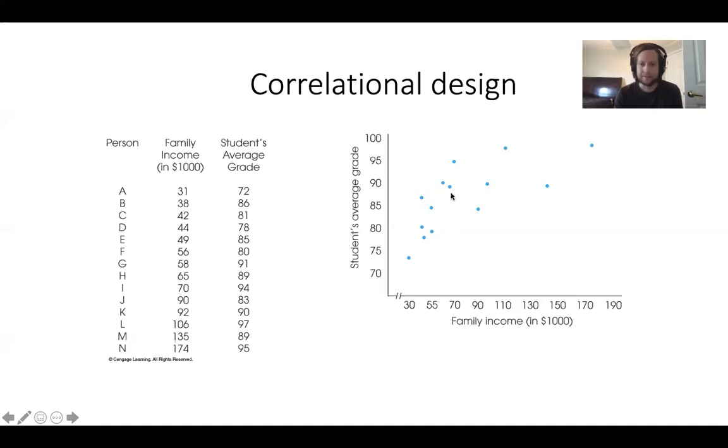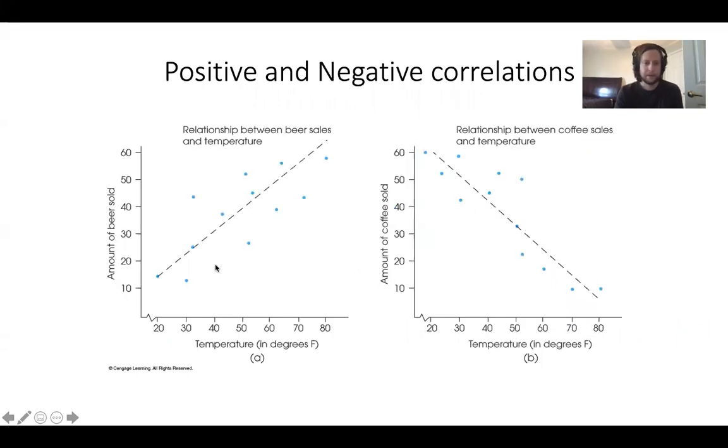It is a positive correlation. And positive correlations go up and to the right, whereas negative correlations go down and to the right. So I think I have one of each here. So here is an example of a positive correlation right here.